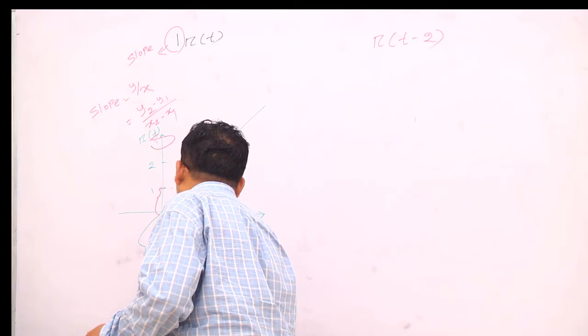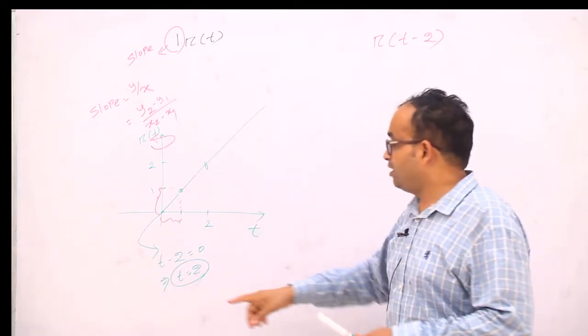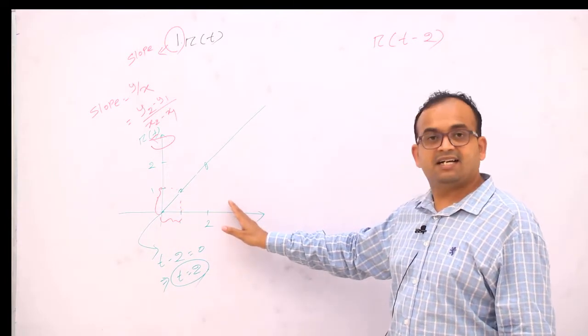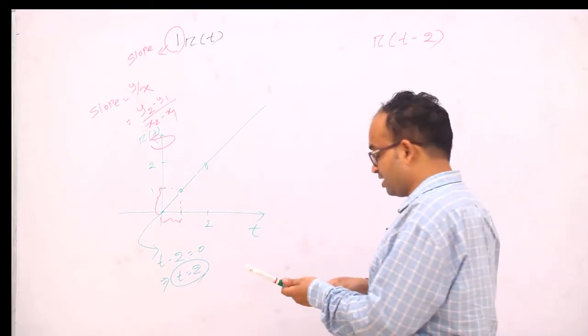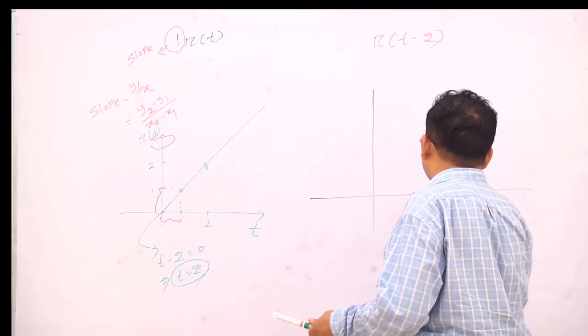So the value of t will be 2 here. This is the new value of t that we have to find out. So this signal will shift toward the right. How do we draw the signal? We can draw it like this. From 2 it will start.